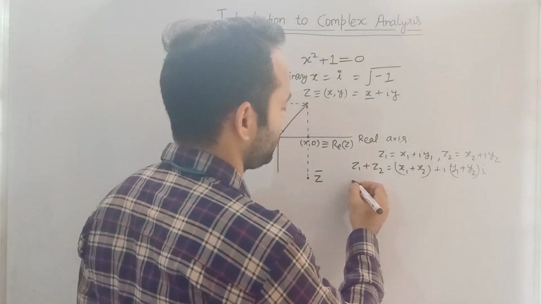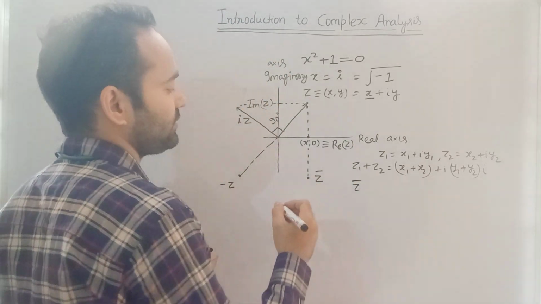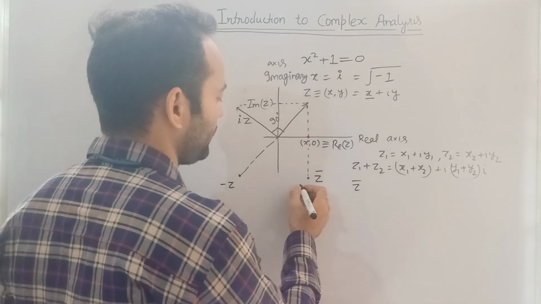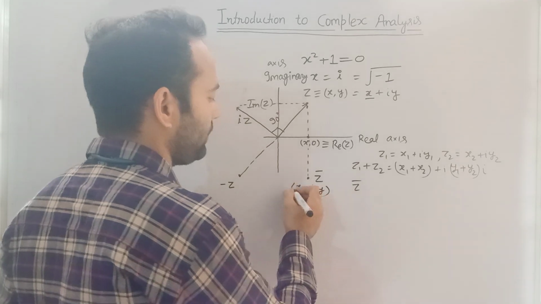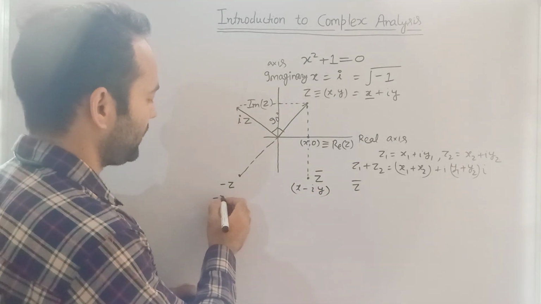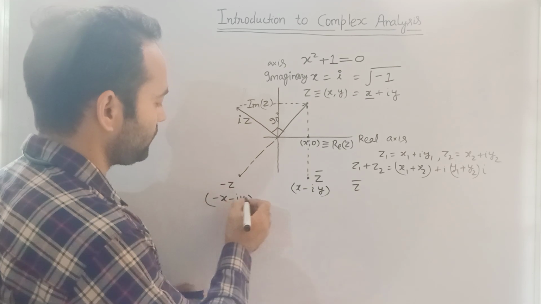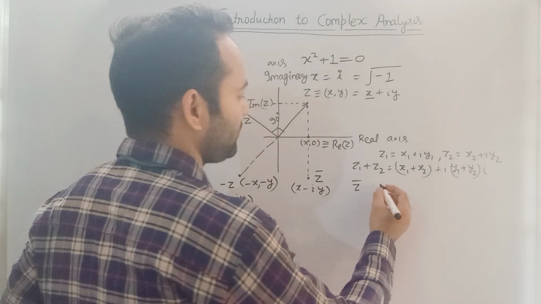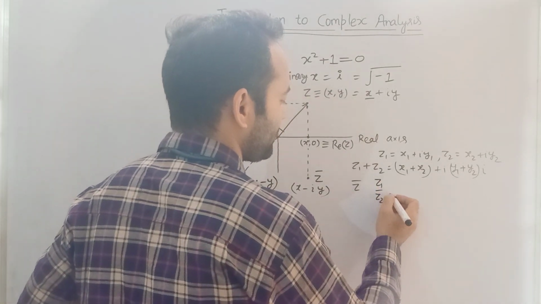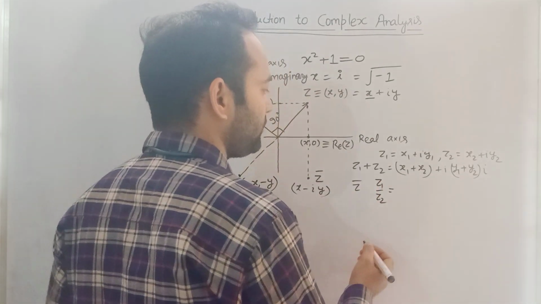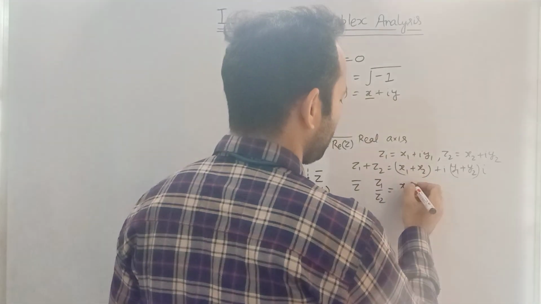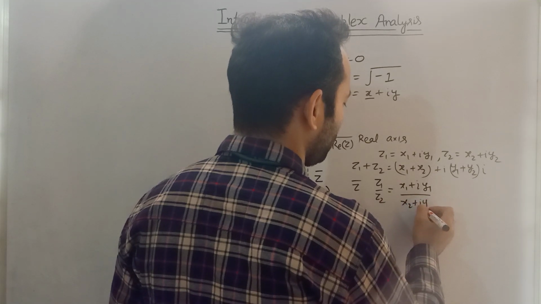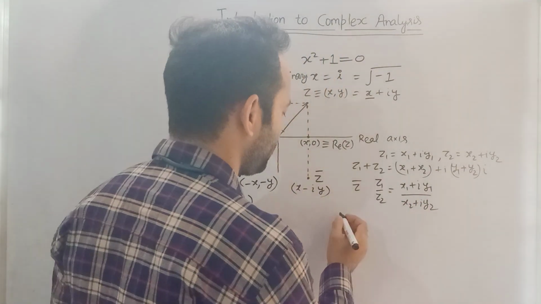What is z bar? Like I said here, wherever there is an i in the expression, you will put minus i, right? So here x minus iy, and minus z is minus x minus iy, or in terms of coordinates, minus x comma minus y. So what is z1 upon z2 then? You can just find it out: x1 plus iy1 upon x2 plus iy2. I'm sorry about the background noise, please ignore it.